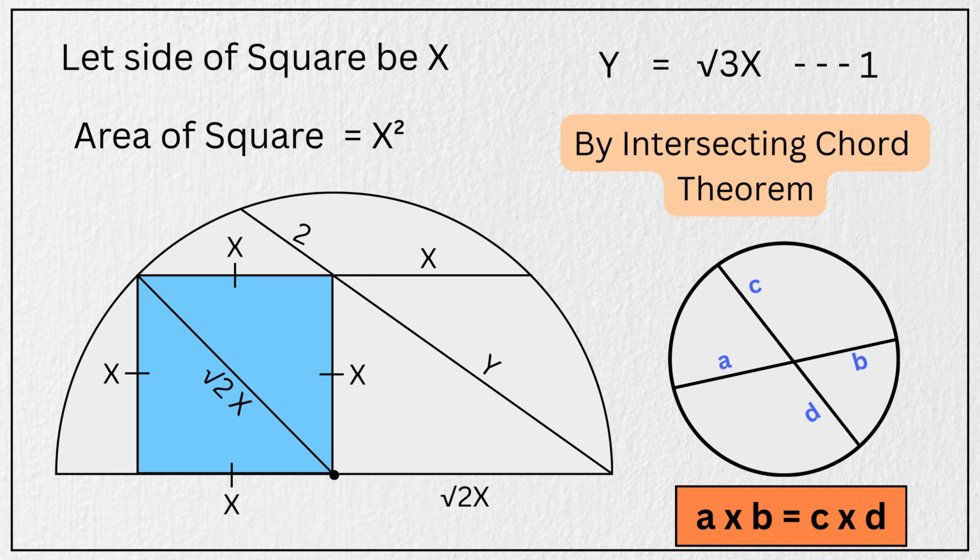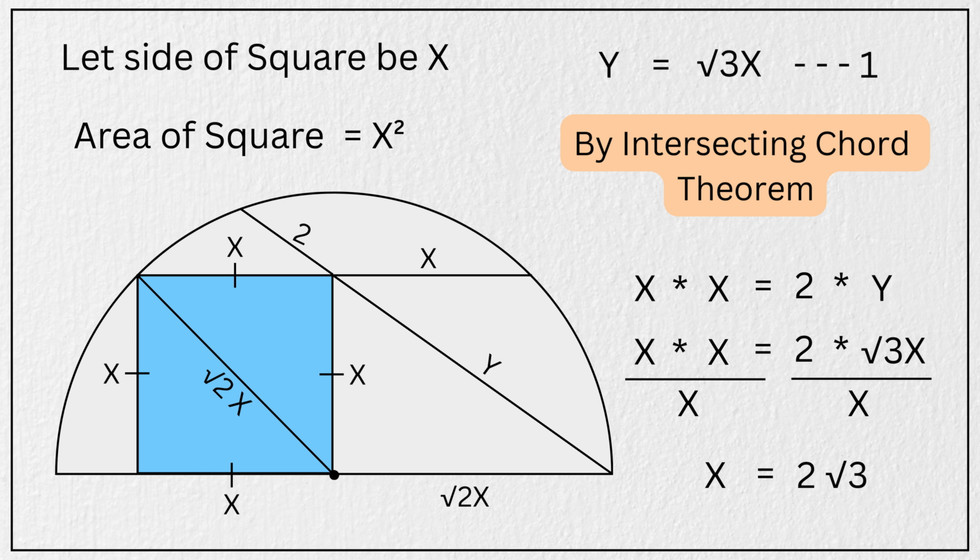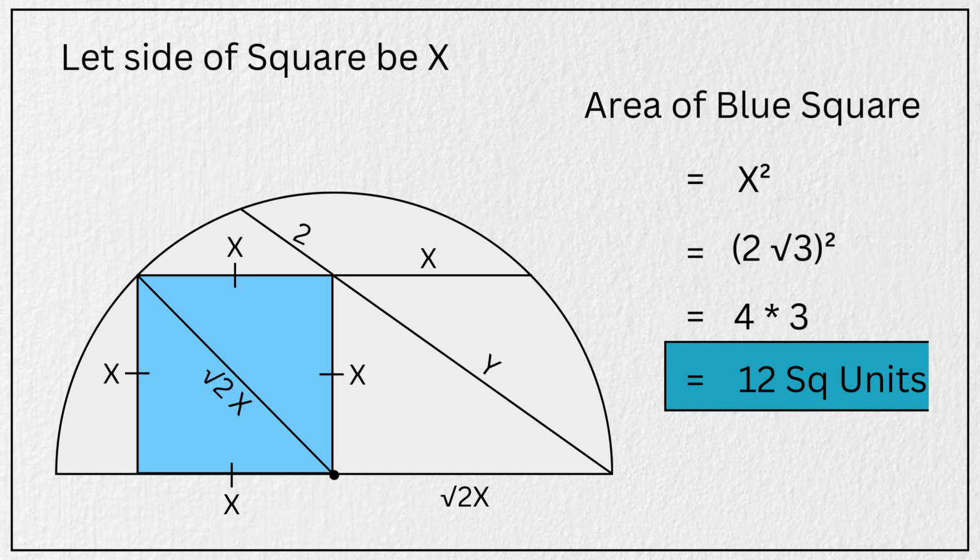Substituting y equal to root 3 times x from equation 1, we get x multiplied by x equal to 2 multiplied by root 3 times x. Dividing both sides by x, we have x equal to 2 times root 3. Now substitute x equal to 2 times root 3 into our area formula. The area of the blue square is equal to x squared, which is 2 times root 3 squared, or 4 times 3. That simplifies to 12 square units. And that is our final answer.